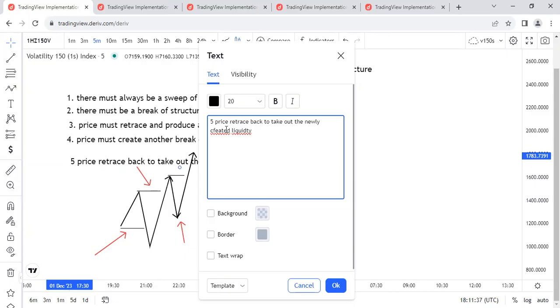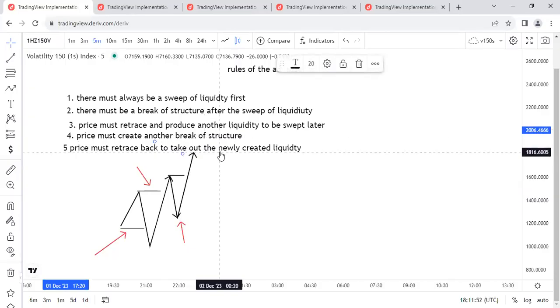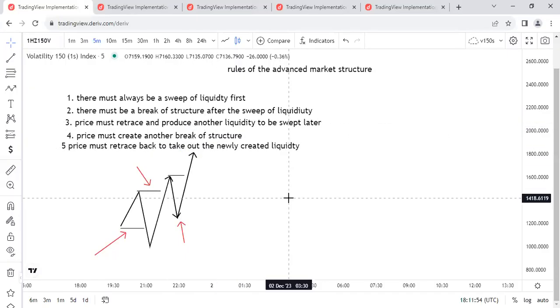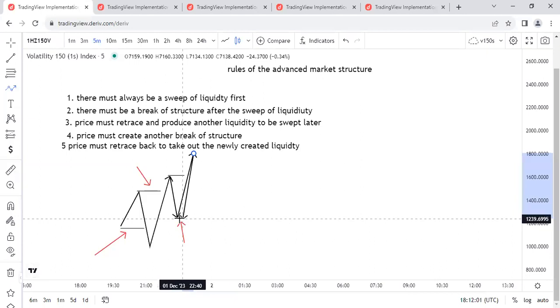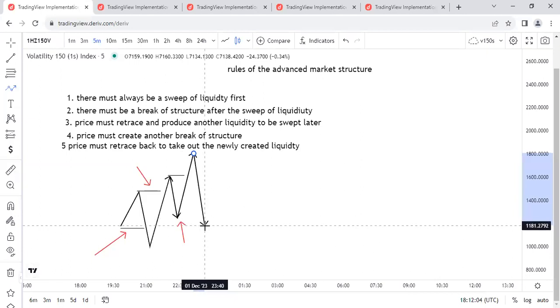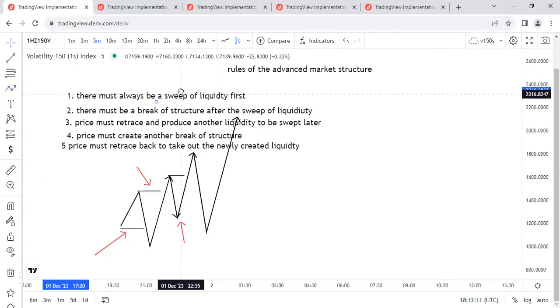Price must retrace. I didn't write "must." That "must" is very important. It must happen. Please write down these rules, very essential. Price must retrace back to take out the newly created liquidity. This is the newly created liquidity, right? Price has retraced back, takes it out, and then continues to the upside.